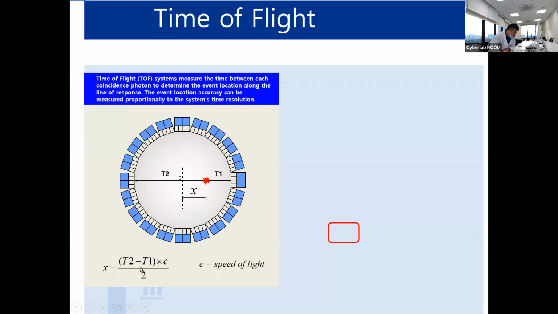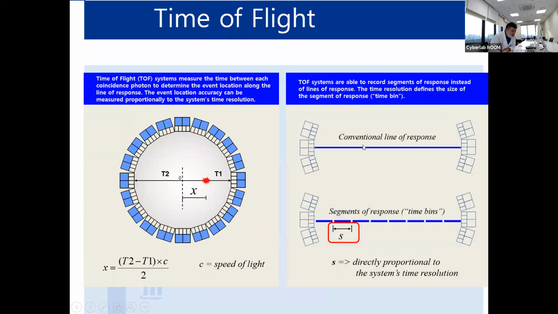This formula is the distance formula. C equals speed of light. This is conventional, the line of response, the old-fashioned. But if we apply time of flight, the segment of response is changed. It's time bins. Time bins are 1, 2, 3, 4, 5, 6, 7, and 8. And SOR means event. The event is limited, not the same probability. But SOR is limited to a signal. This one, this one, this one, this one. We minimize the location information.